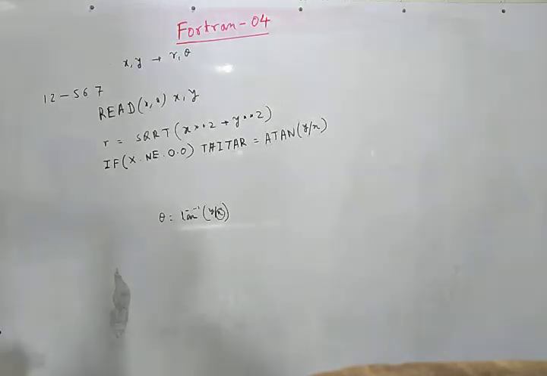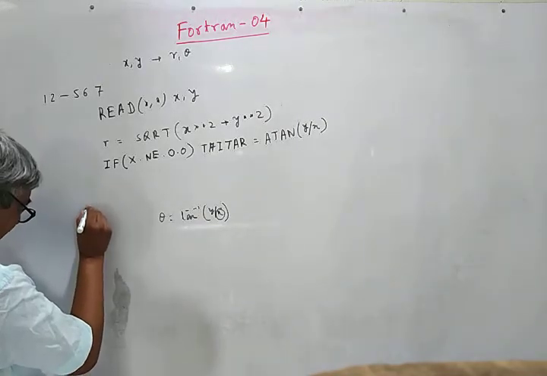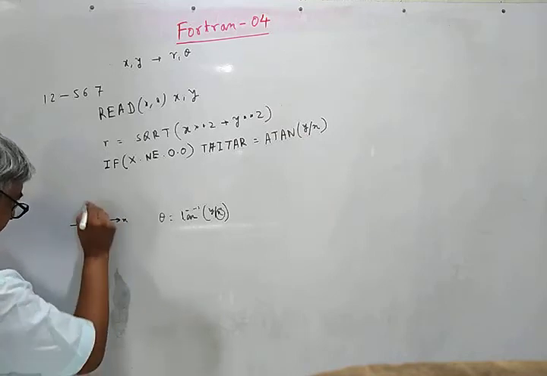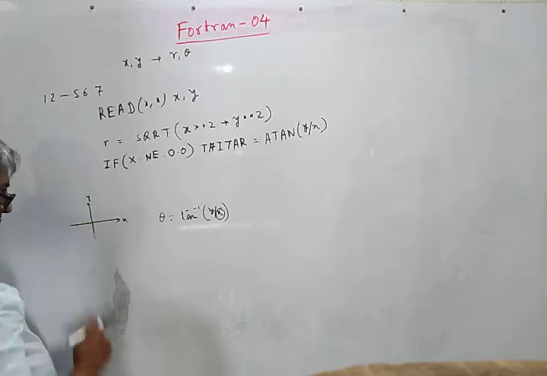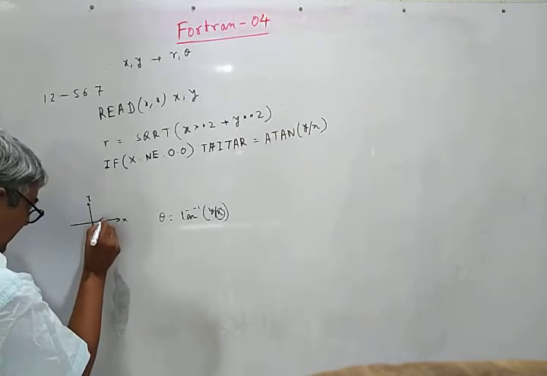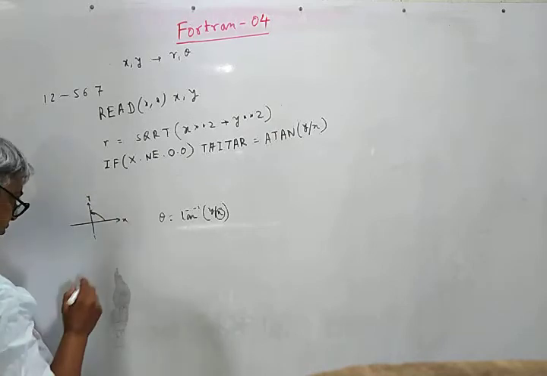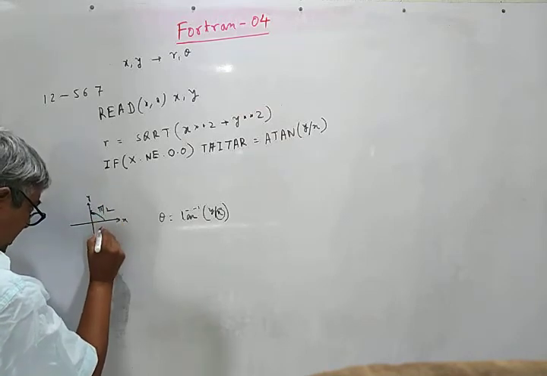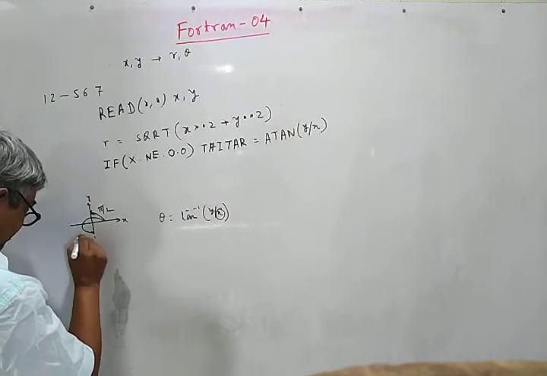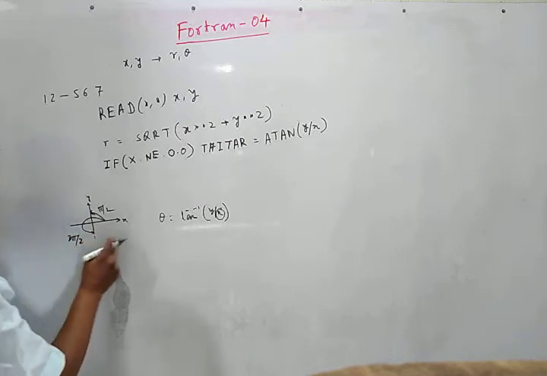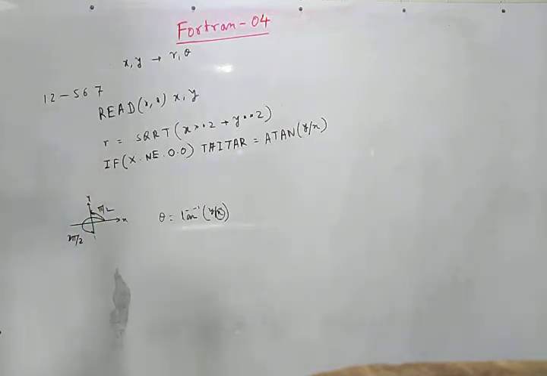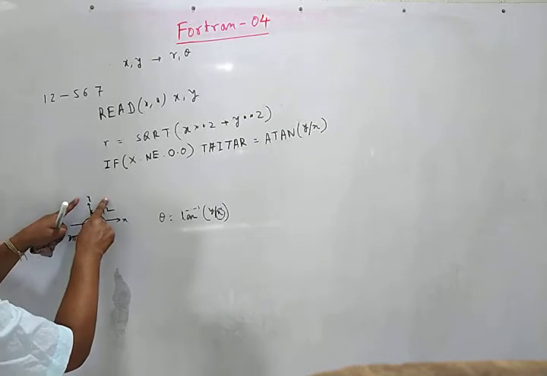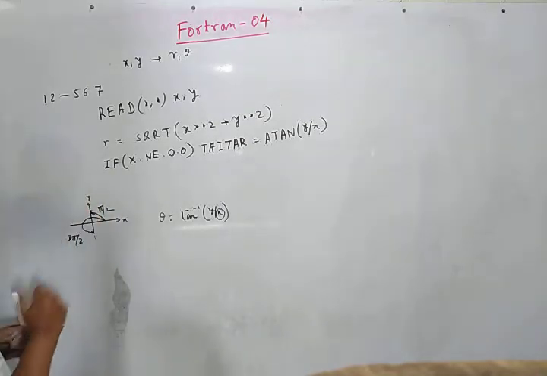What happens if x is equal to 0? If x is equal to 0, then in the xy coordinate system the point lies on the y-axis, and the value will be pi by 2 if y is positive, and it will be 3 pi by 2 if y is negative. So precaution has to be taken. We need to apply both conditions, x is equal to 0 and y is positive. I am going to take this one.